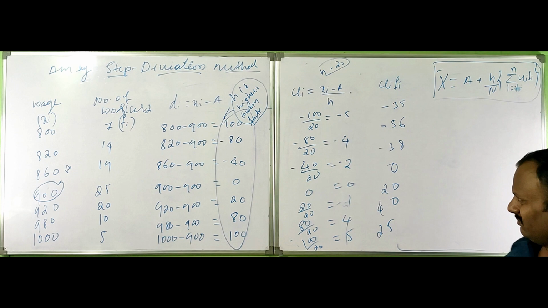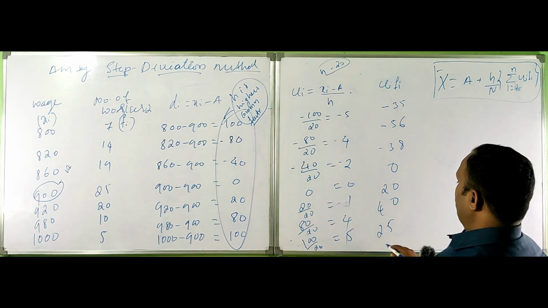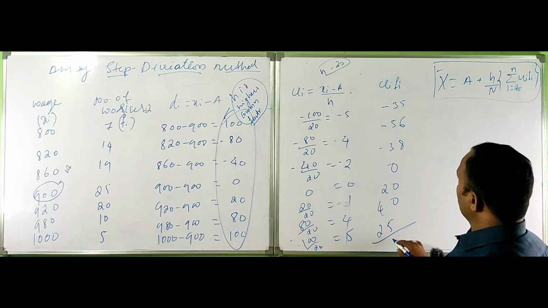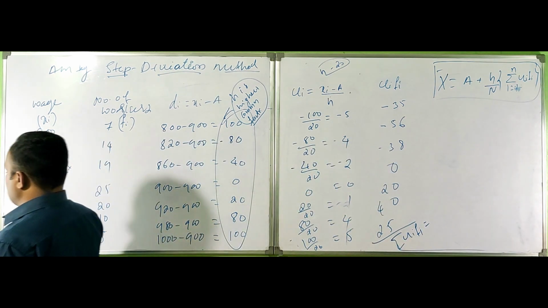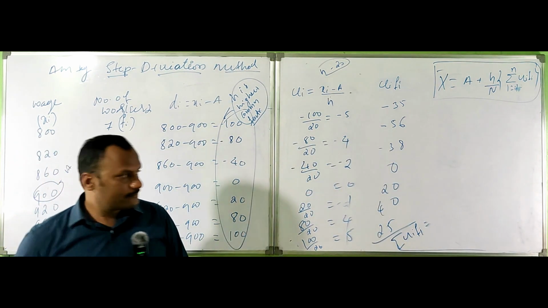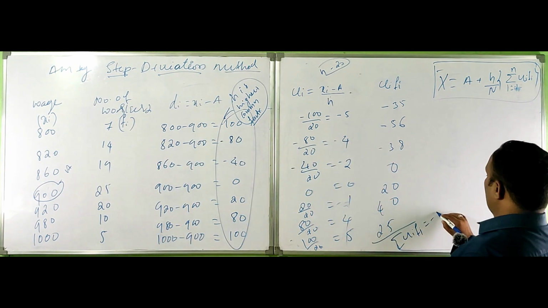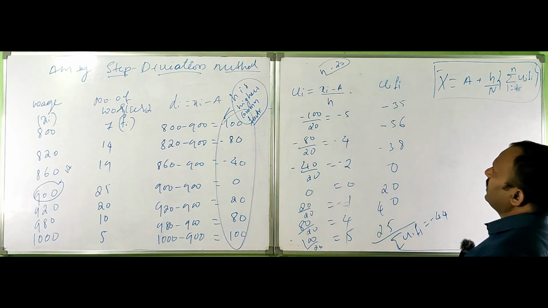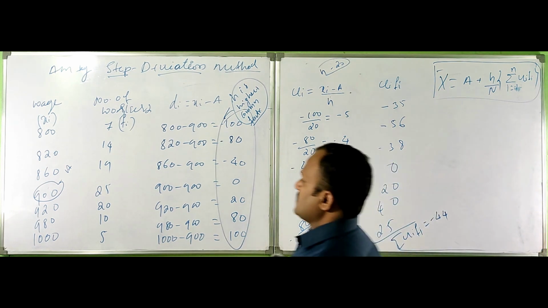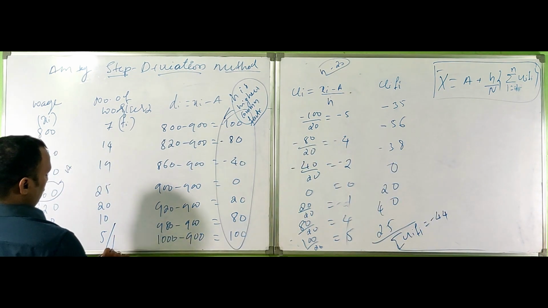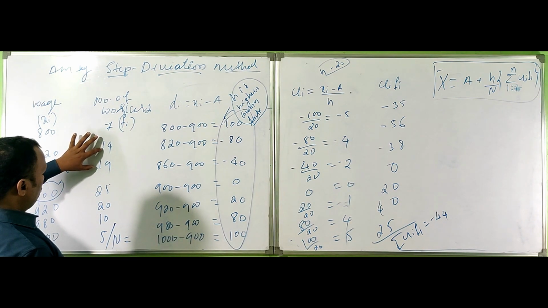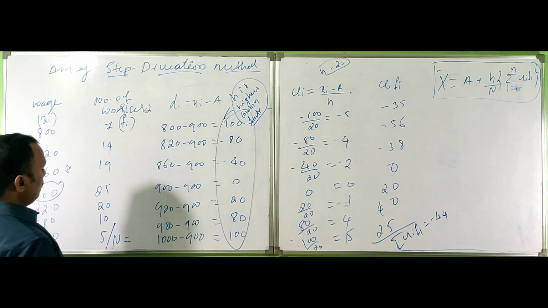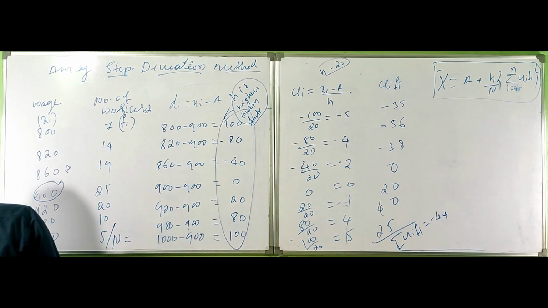So this becomes summation of ui fi is equal to what? Let's add it: minus 44. h is 20 and n is what? n is the given 100.